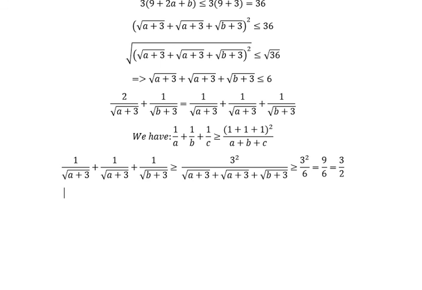So the last one, for this inequality to become an equality, a should be equal to b equal to number 1. That's the end.